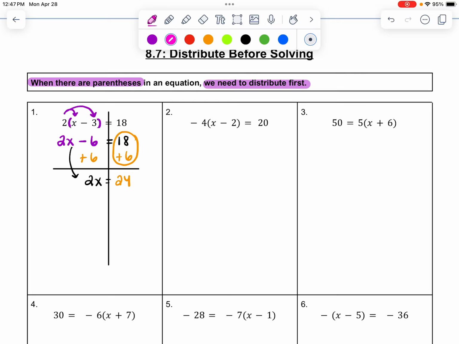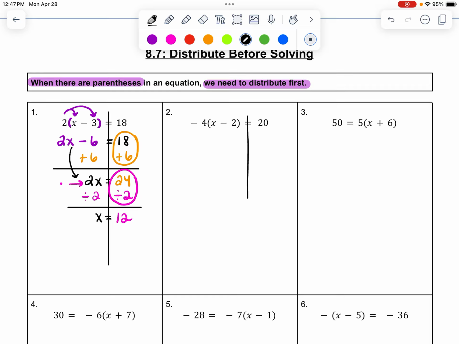Then we're going to reverse the 2. Now remember, this is a multiplication problem, so to reverse that, we're going to divide by 2. That means that we get 24 divided by 2, which is 12, and x on the left side. And we're done. Let's just try a few more examples to make sure we fully understand the pattern for solving, and then you guys will try some practice.